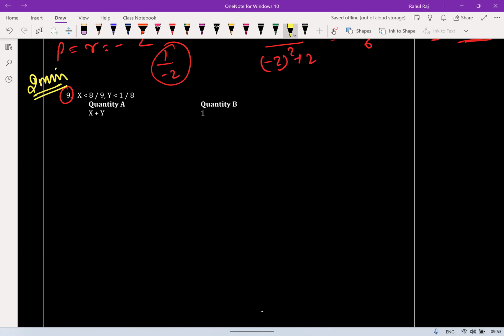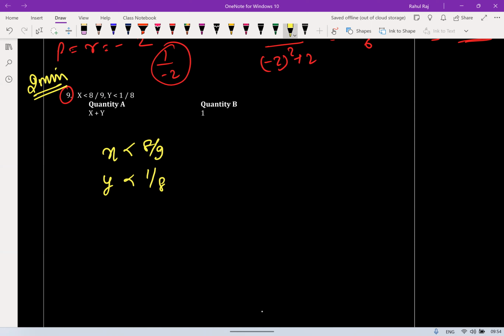Yeah, this one I didn't understand how to do. Can you please show me? So it says what? X is less than 8 by 9, and y is less than 1 by 8. These two are given to you, right?